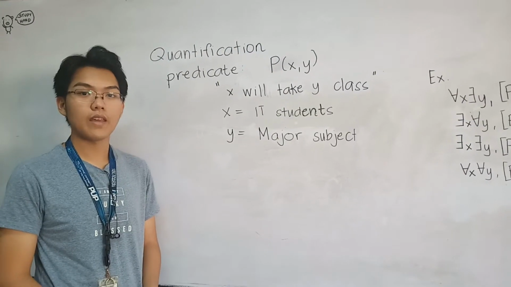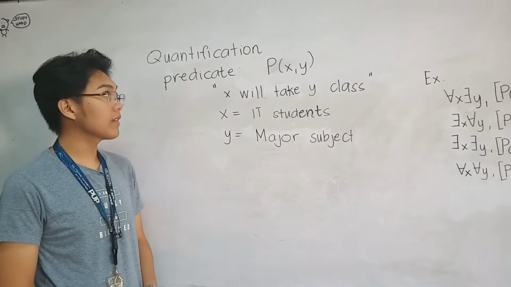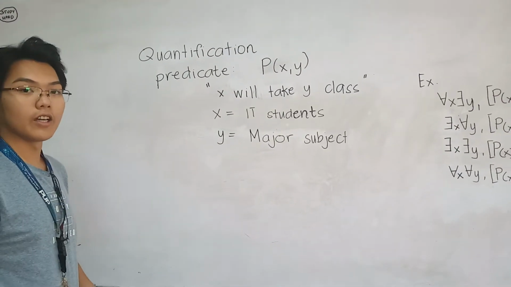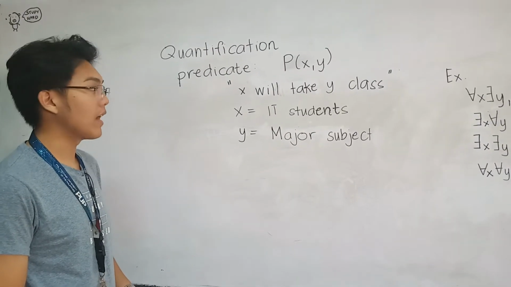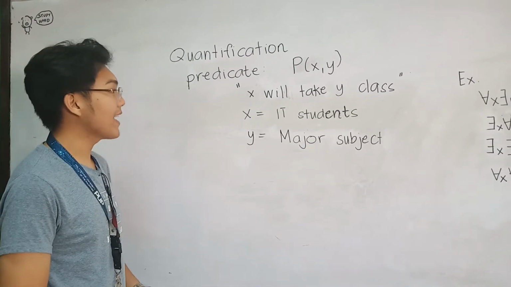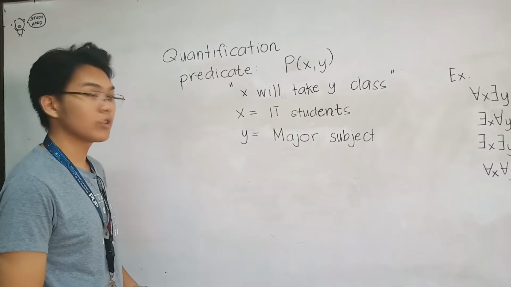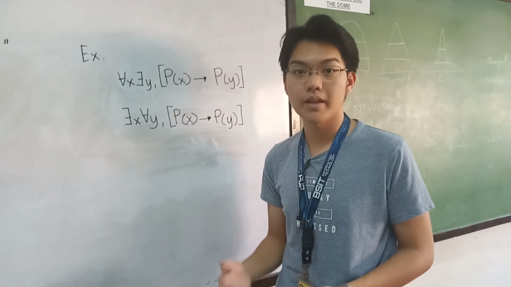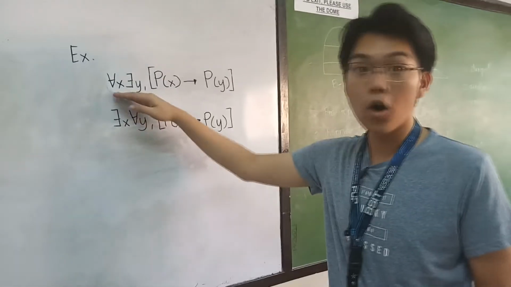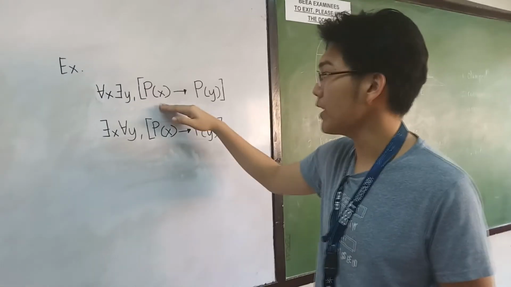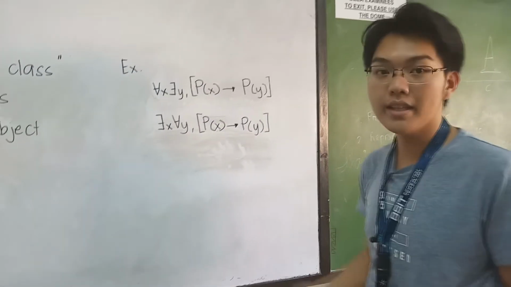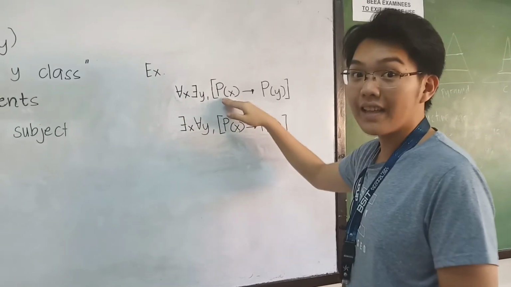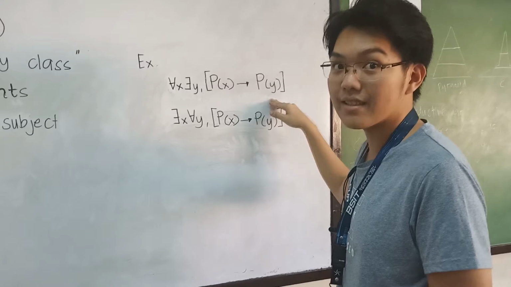If we were to use nested quantification from the given from earlier, then we can come up with different nested quantifier statements. The given from earlier is the predicate, which is p of x and y, which states that x will take y class, and x is denoted by IT students, and y is denoted by major subject. If we were to use nested quantification, then we can denote for all x, there exists y such that p of x implies p of y into a verbal expression, which is all IT students will take one major subject class.